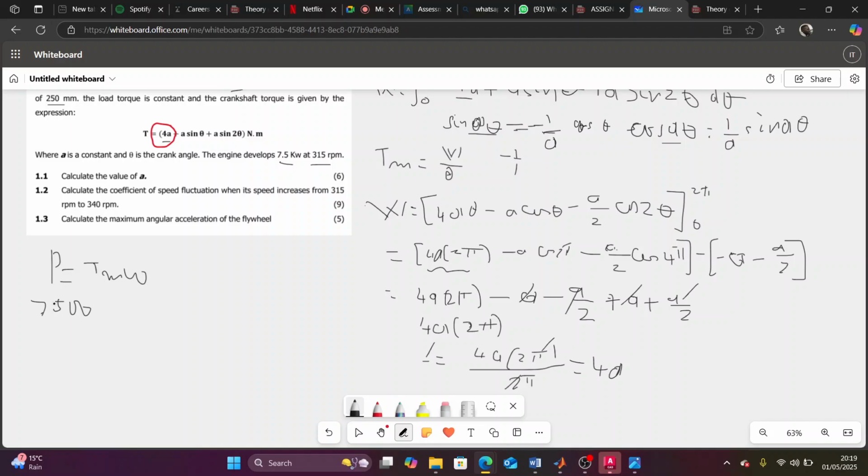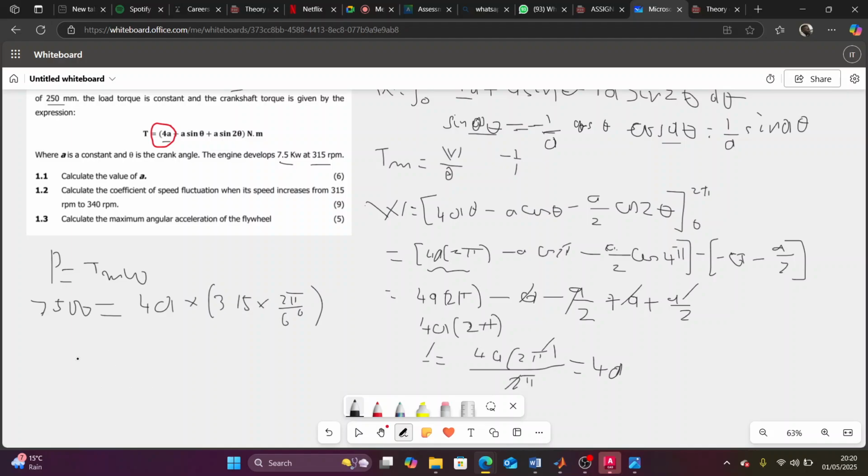Angela, what do you think we're going to do here? We're going to substitute the 4A. What is the mean torque? You know that the mean torque is 4A. And W here is 315 times 2 pi over 60.